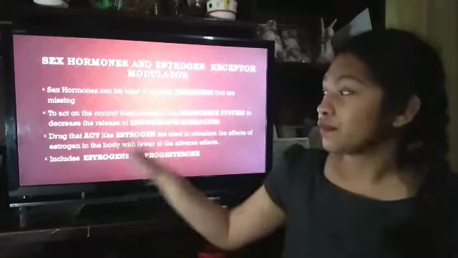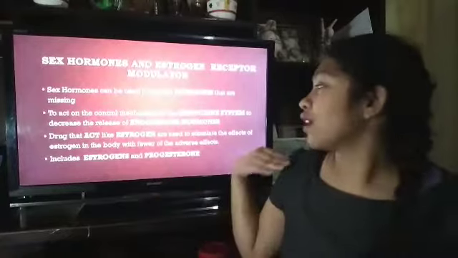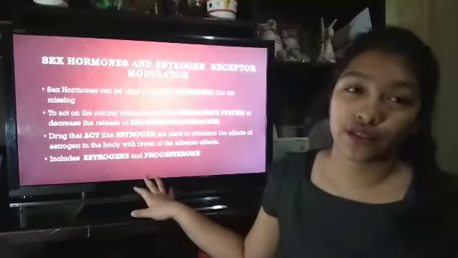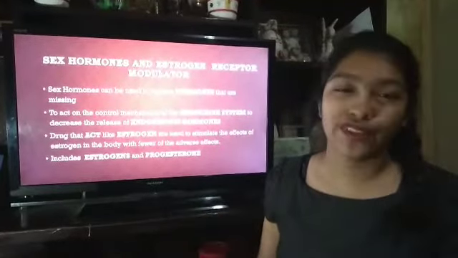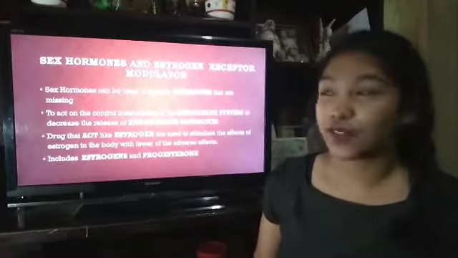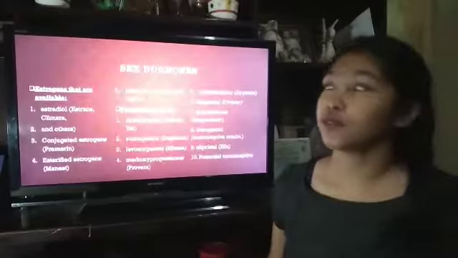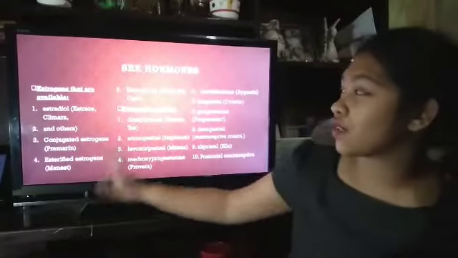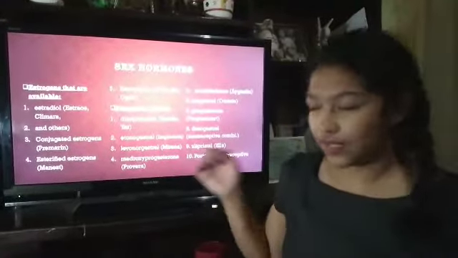And drugs that act like estrogen are used to stimulate the effects of estrogen without, or with fewer, adverse effects. Those sex hormones include estrogen and progesterone. These are examples of estrogen, and these are the progestins.